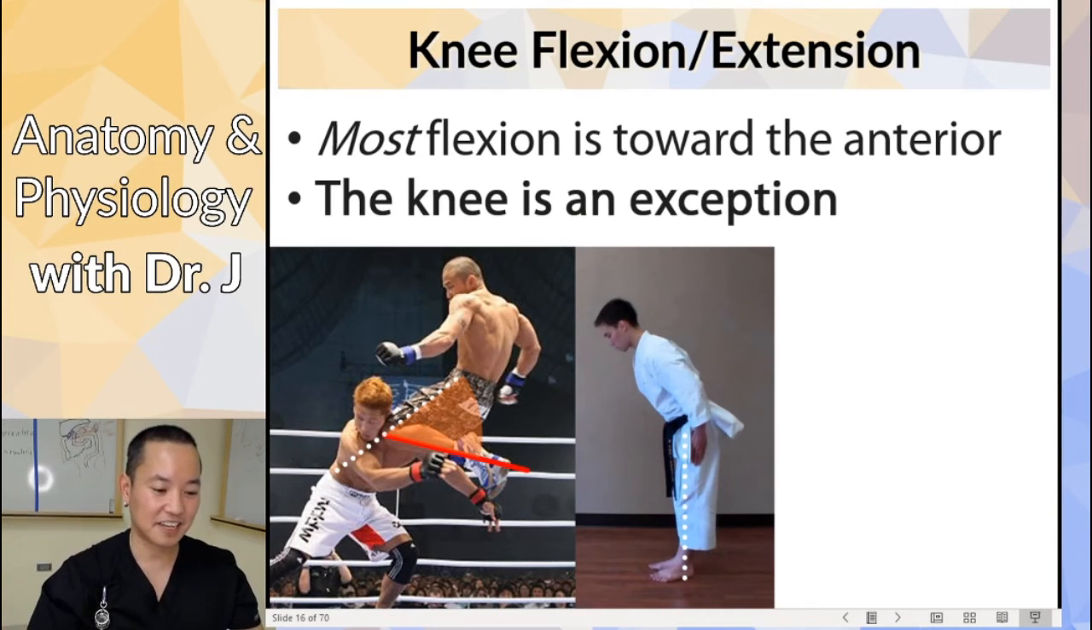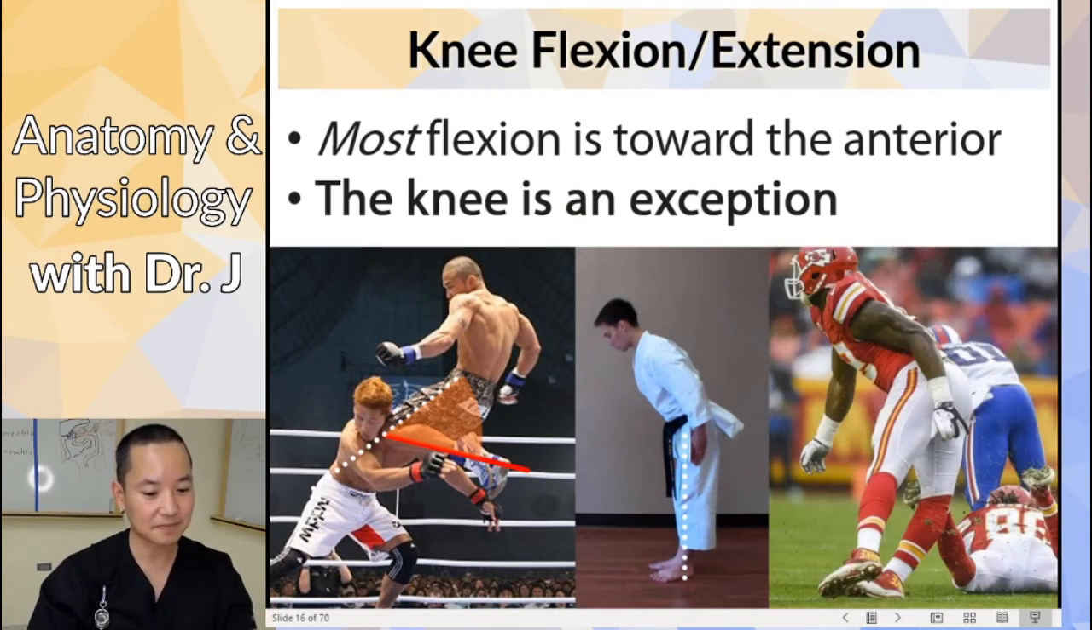You start off in anatomical position with the thigh and calf in this position, but you decrease that angle by flexing it toward the posterior. So the knee is the exception to that anterior posterior rule of thumb.